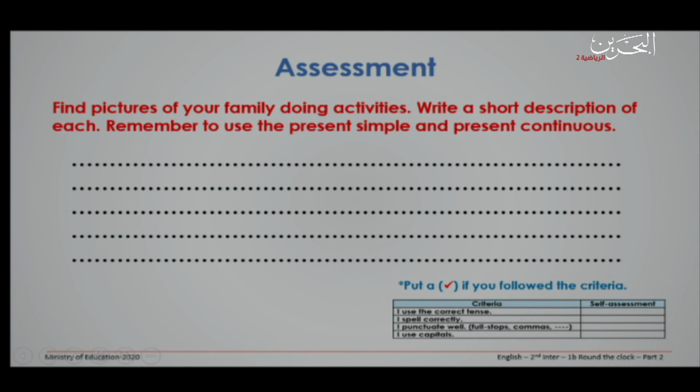You should also use capital letters at the beginning of your sentences, for names, and for other vocabulary that needs a capital letter. You will have 10 minutes to finish this task. Good luck.